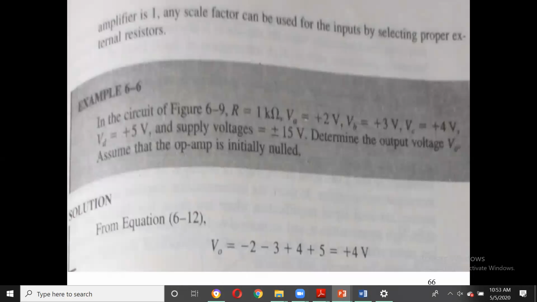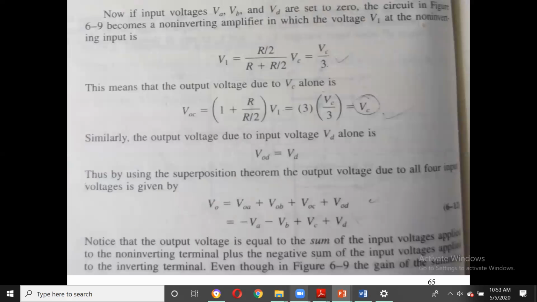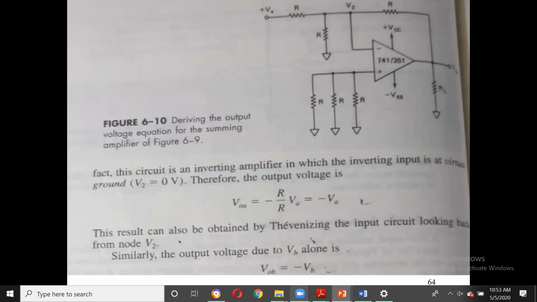Okay, so let us take the example over here where VA is plus 2, VB is plus 3, VC is plus 4, VD is plus 5. So VA, VB will get inverted, VC, VD will be passed straight away, and therefore we'll get minus 2, minus 3, plus 4, plus 5 equal to 4 volts. So with this, we come to the end of this section.